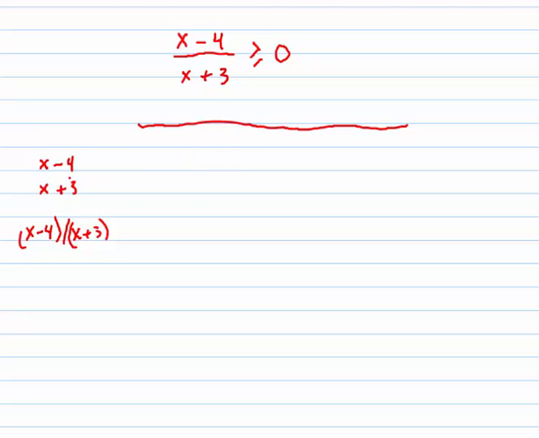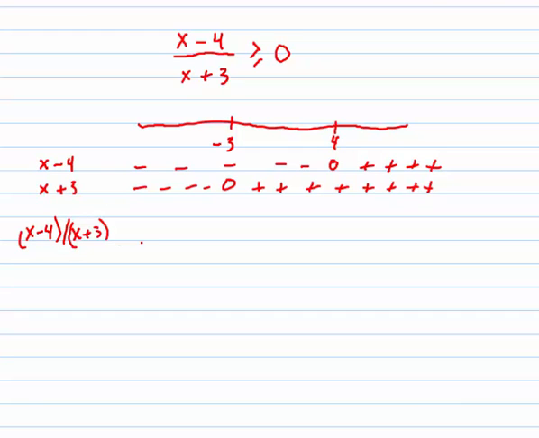So x minus 4 is 0 at 4. So we got a 0 here. So negative, negative, negative, negative, anything below positive, positive, positive, positive. X plus 3 at minus 3 is 0. So it's negative, negative, negative, negative, positive, positive, everywhere above minus 3.